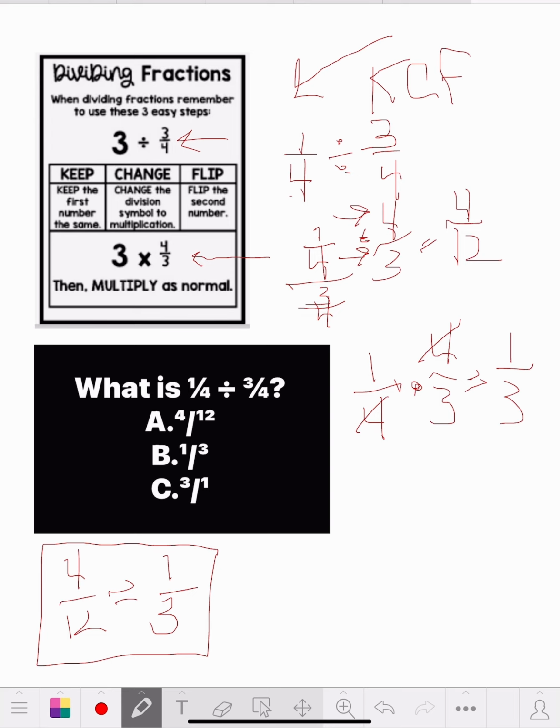At least they'd say, oh yeah, I remember that KCF formula that Mr. Stone talked about. Keep, change, flip. And this is going to be easy, and they'll get their problem right, okay?